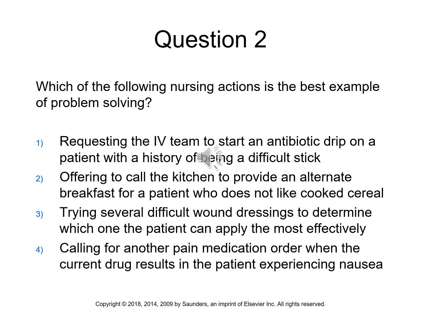What are your alternatives? While requesting the IV team solves a problem, there is little critical thinking needed because it would be understood that the IV team would be called under these circumstances. Although calling the kitchen solves a problem, there is little critical thinking needed because it would be understood that the kitchen would be called under these circumstances. And calling for another pain medication order solves a problem, but there's little critical thinking needed because it would be understood that the provider would be called for a new drug order under these circumstances.